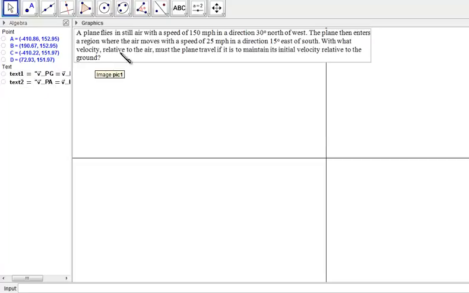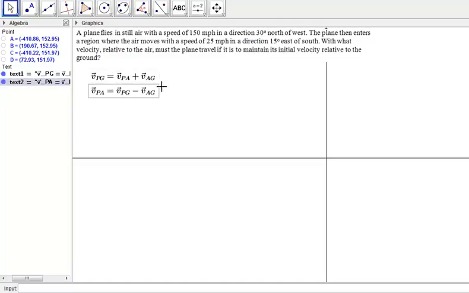So first we analyze the problem and look for the quantities that are important. We then make sure we understand how these quantities are related. The velocity of the plane relative to the ground is equal to the velocity of the plane relative to the air plus the velocity of the air relative to the ground. In this problem, we are given the velocity of the plane relative to the ground. We want to maintain this velocity relative to the ground. And we also know the velocity of the air relative to the ground. What we want is the velocity of the plane relative to the air.